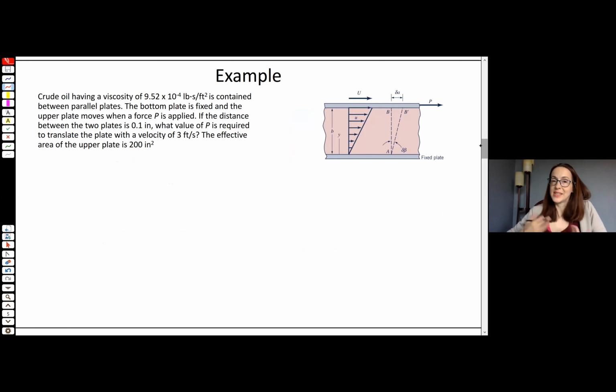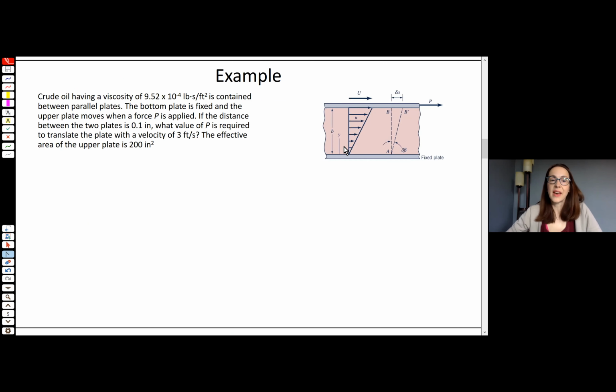So here we have the same setup that we had when we talked about the concept of viscosity on the last slide, but now we're going to work through an example with some values. Okay, so we've got our two flat plates again. We've got this linear velocity profile set up between the still bottom plate and that top plate that's being pulled with a force P and is translating with a steady velocity, capital U.